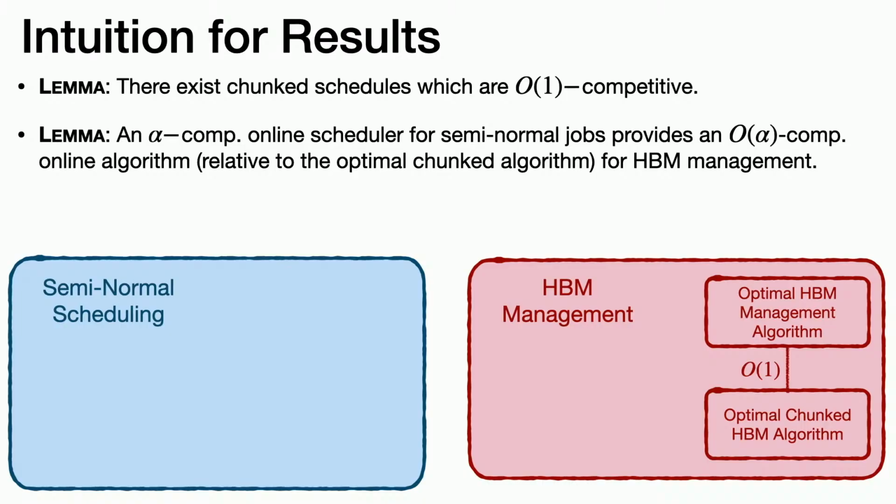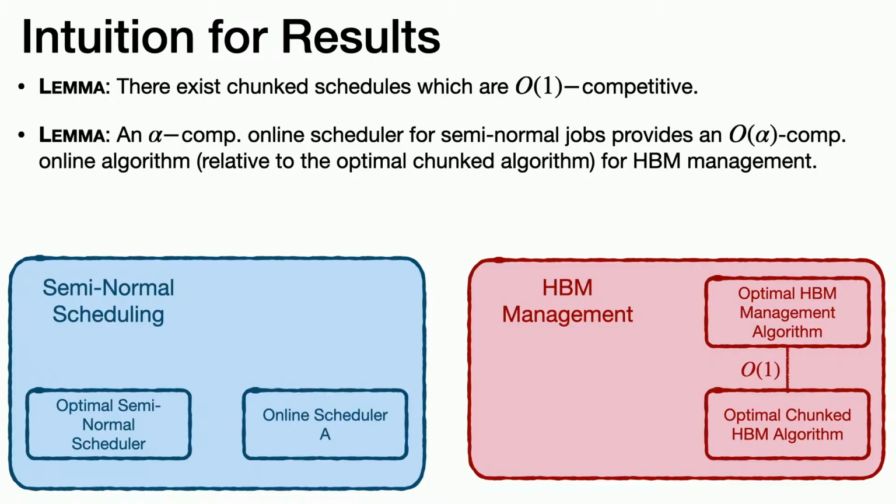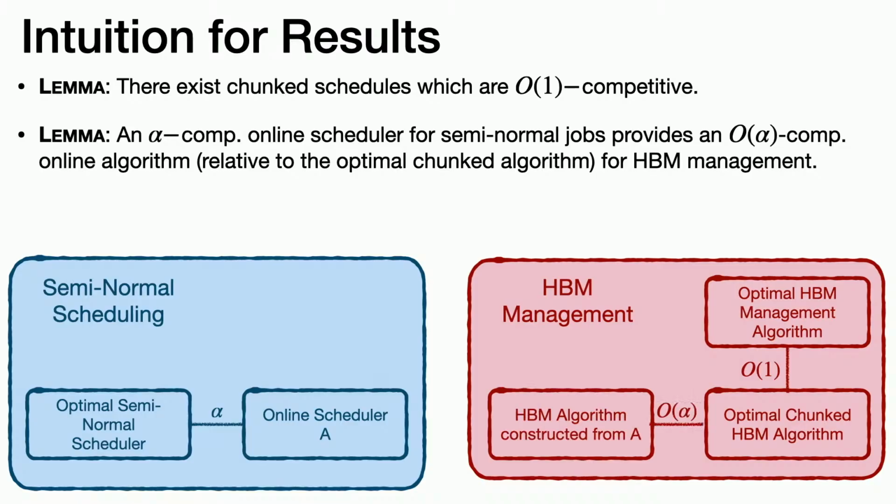Then we say, well, let's go to the semi-normal scheduling area. And let's say that you had an optimal semi-normal scheduler. What we want to design is an online scheduler A, which is alpha competitive for your objective. So this is the scheduling problem we would have to solve. We don't want to solve the HBM management problem. We want to solve the scheduling problem instead. This is already done, so you don't have to do it again. And this would automatically give you an HBM algorithm in a black box conversion.